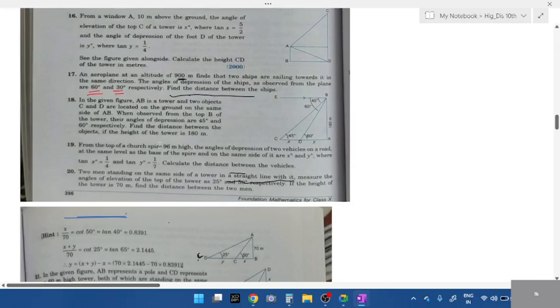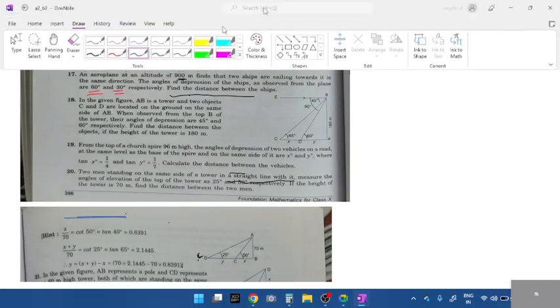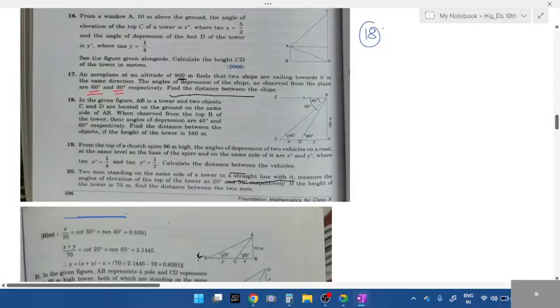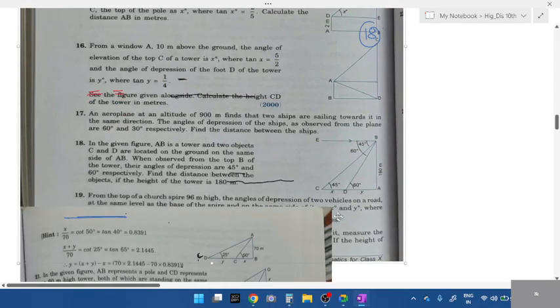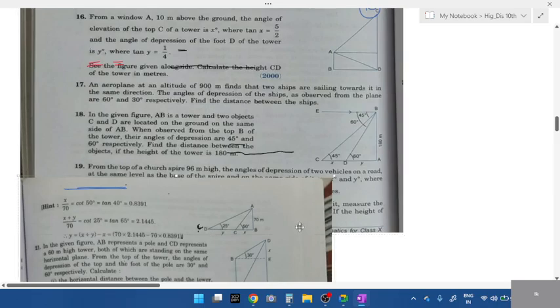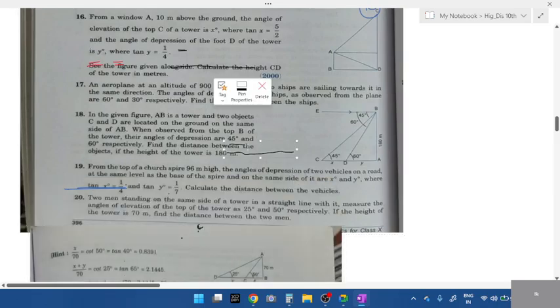Can you see the next one, 18th question? Is Kia online? Try the 18th one, students. Copy the 18th one. Or wait, let me write. You take a screenshot, write it later. Kia, why are you not responding? Can you unmute the call?